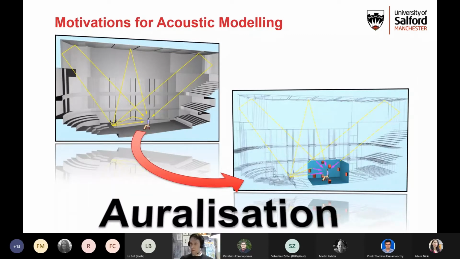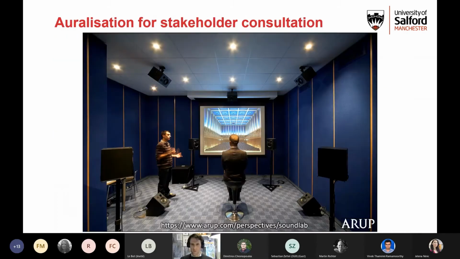So here's a little guy in a room, and he's been replayed sound as if he was in this larger room. And that is exactly what consultants do. A lot of acoustic consultants have these facilities now. Arup was the first with their sound lab. And what they're actually doing is playing sound of different rooms to stakeholders.